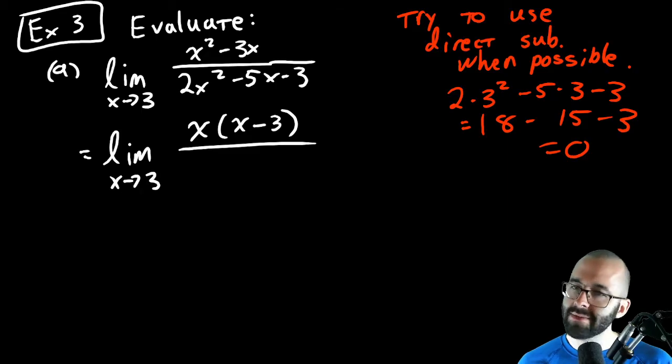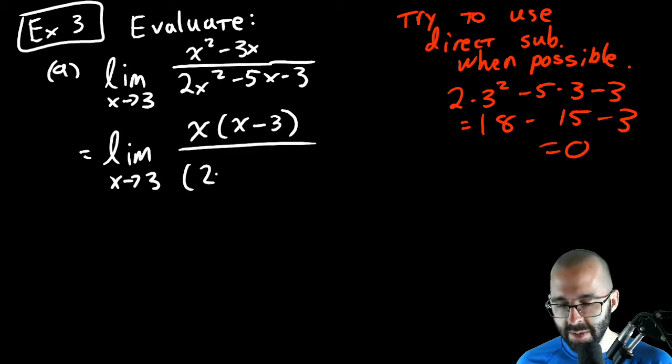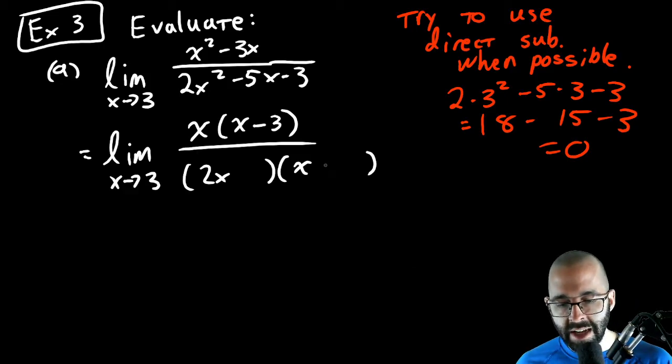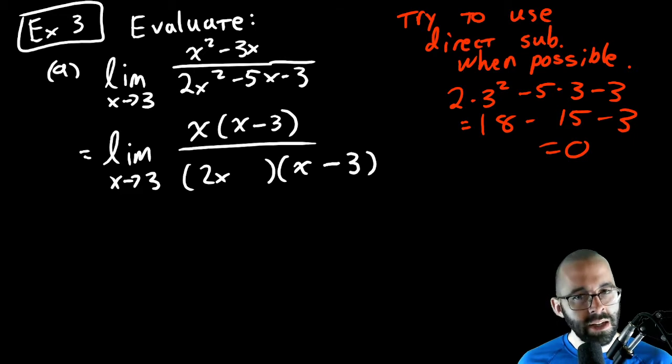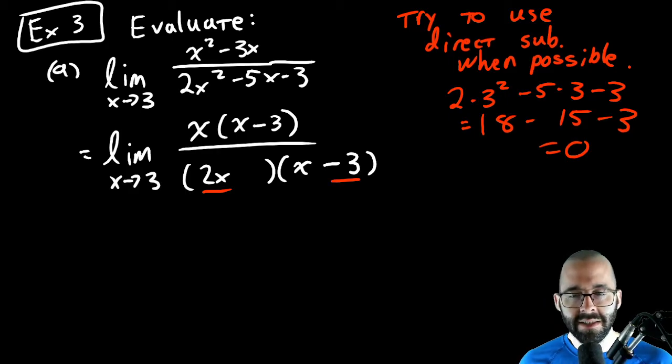The bottom, well, that's a little bit trickier to factor. It's going to be a 2x, and it's going to be an x. The AC method is a great method to use here. You can also use the guess and check method. If I guess and check, I put a minus 3 here as my guess. The reason why is because I have a 2x and a minus 3 now. That gives me a minus 6x.